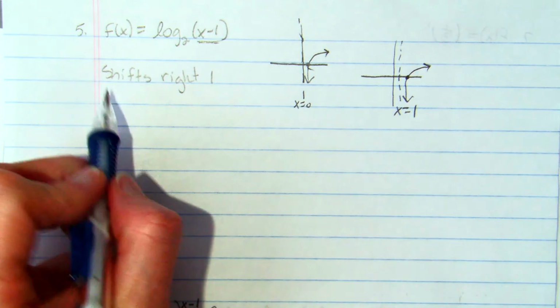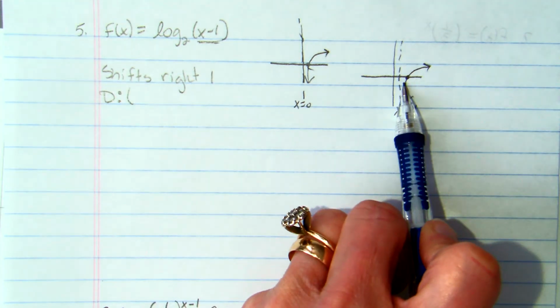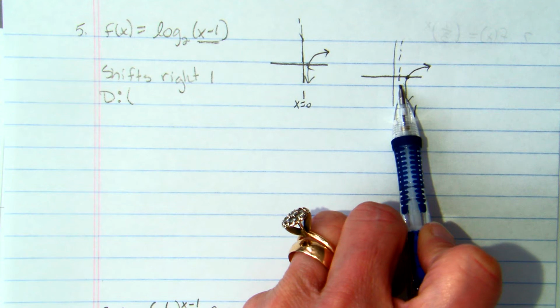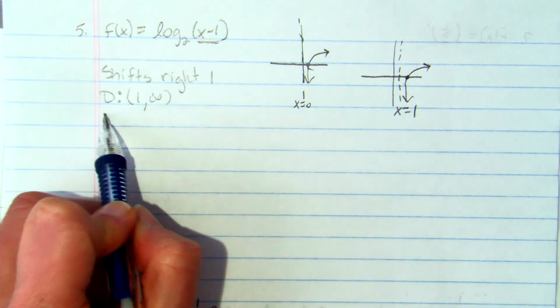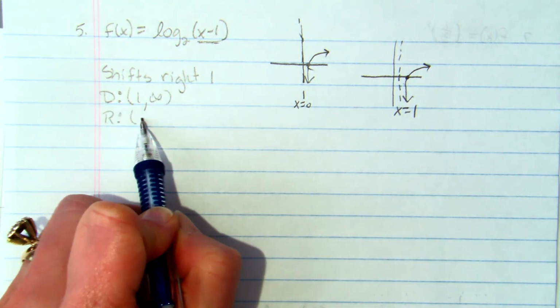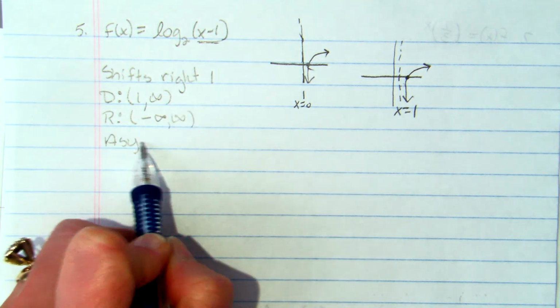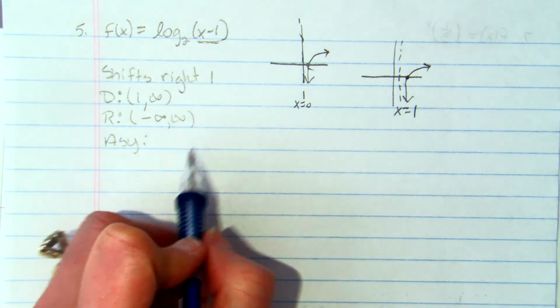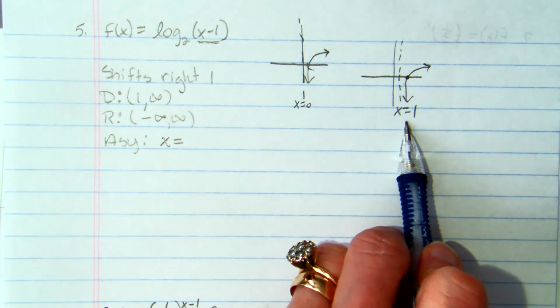So the domain is as far left as I can go, which is at positive 1. So the domain is 1 to positive infinity. The range is negative infinity to positive infinity. The asymptote of a logarithmic function is always x equals something. In this case, it's x equals 1.